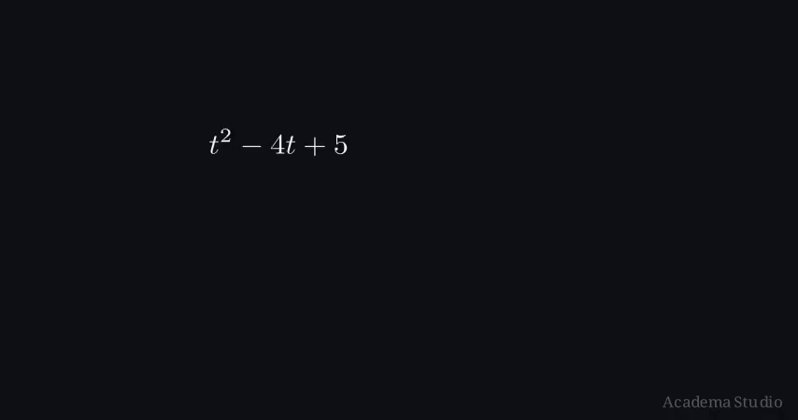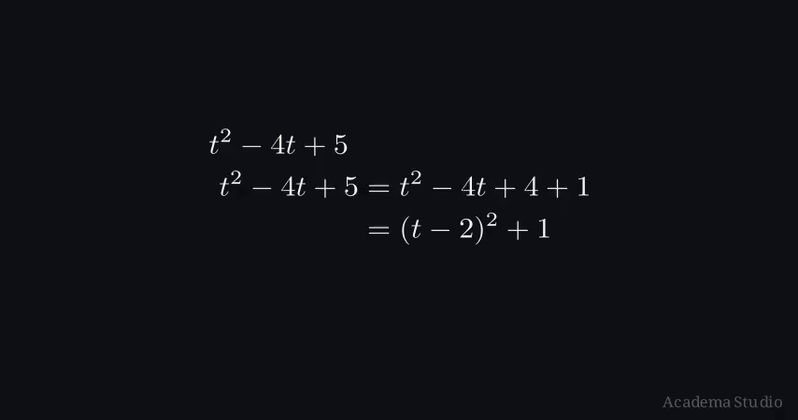The expression inside the natural logarithm can be rewritten as (t minus 2) squared plus 1. A square is never negative, so (t minus 2) squared plus 1 is always positive. Therefore, the natural logarithm is defined for every value of t. t squared minus 4t plus 5 equals t squared minus 4t plus 4 plus 1 equals (t minus 2) squared plus 1.